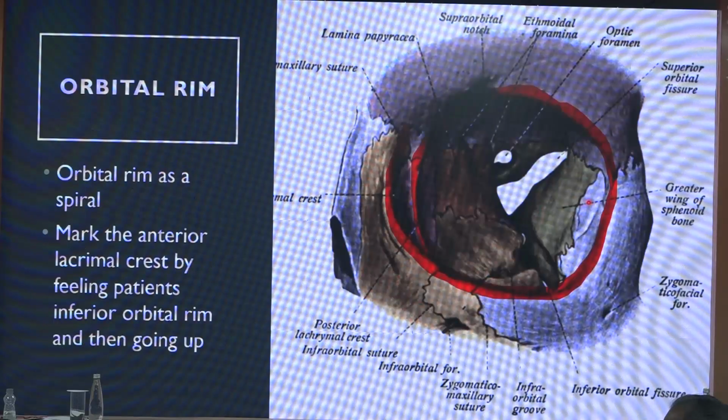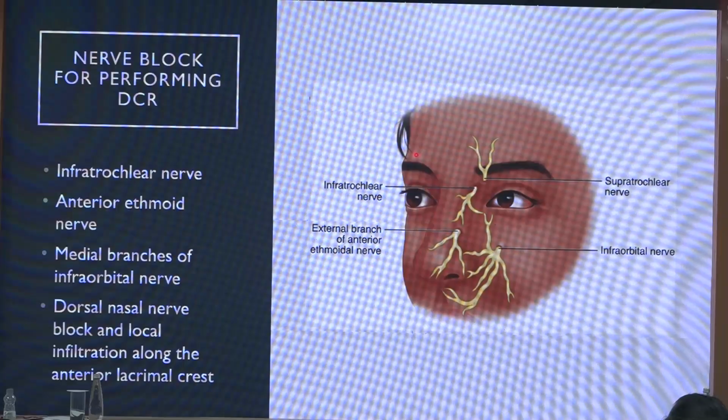Now, how do we trace the orbital rim? So if you go from the posterior lacrimal crest, you go upwards along this red line which is visible, the bony margin, you encircle the bony margin, and then it forms a spiral and it goes up to the anterior lacrimal crest. And this tracing is important because the first nerve that we block in DCR is the infratrochlear nerve.